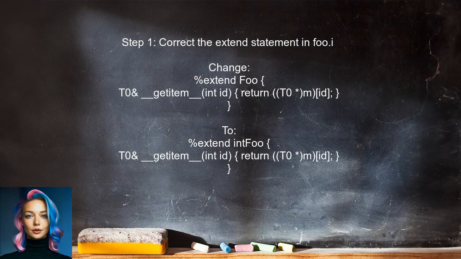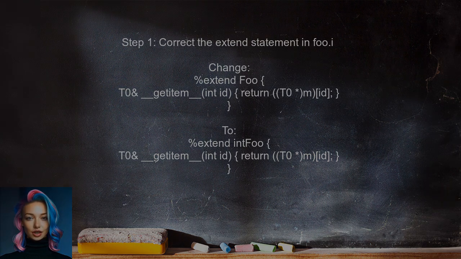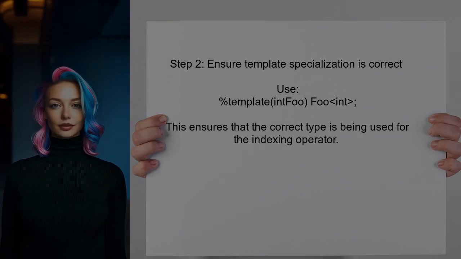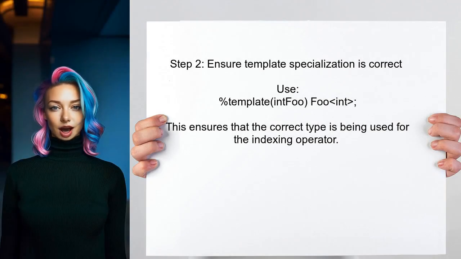To fix the indexing issue, the user should first ensure that the operator overloading for the indexing operator is correctly defined in the SWIG interface file. This means using the correct class name in the extend statement. Next, the user should ensure that the template specialization is correctly defined. The user needs to make sure that the template type is specified when extending the class.